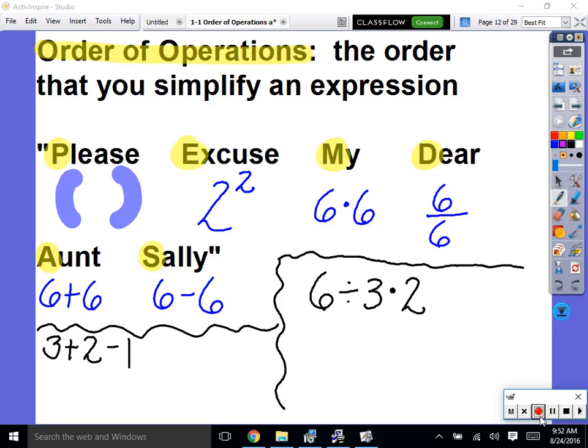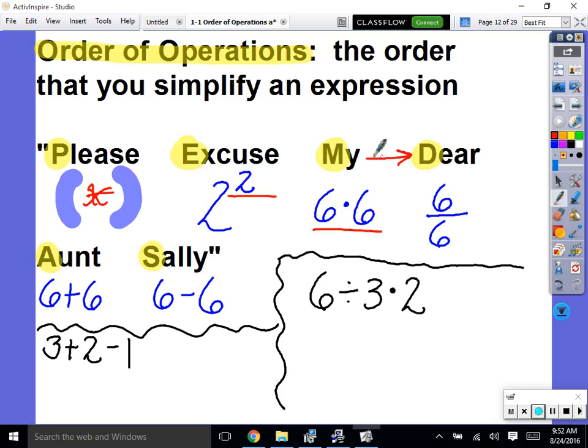That's just an acronym to help you remember the order in which you simplify something. So P stands for parentheses. If you have something inside parentheses, you need to simplify inside the parentheses first. E stands for exponent. If there's something raised to an exponent, you need to then simplify that. M is for multiplication, so then we'd simplify multiplication. And D is for division, we'd simplify division. A is for addition, simplify addition, and then S is for subtraction, simplify subtraction.